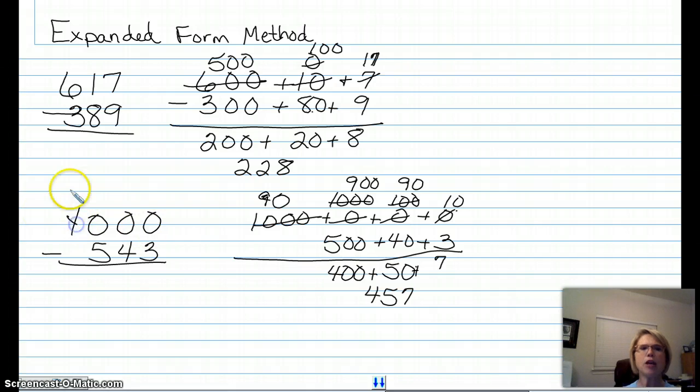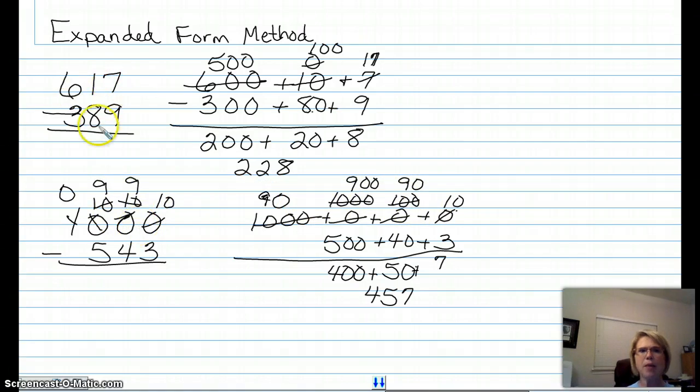I come over here, borrow 1,000. This becomes 10 hundreds. I borrow 100, this becomes 10 tens. I borrow a 10, this becomes 9 tens, this becomes 10 ones. Do you see the relationship? This is in expanded form, this is in short form, okay?